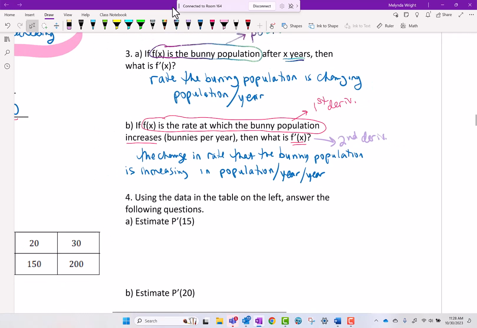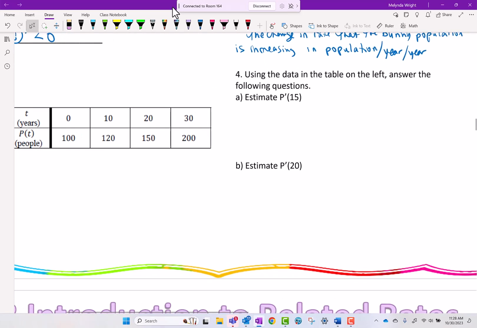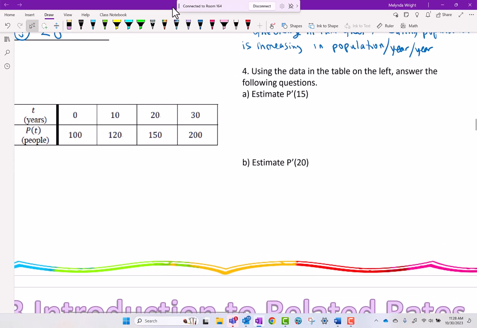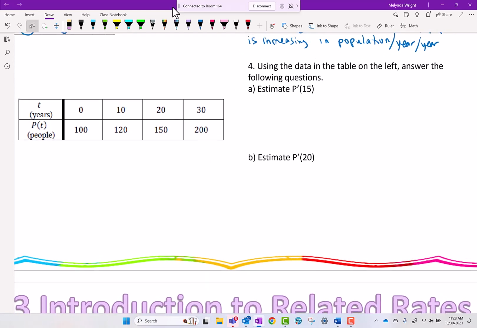So the last example is actually one that has calculations. We are using the data in the table on the left, and we're supposed to answer these questions. They want us to estimate P prime of 15, and we've done this kind of thing before. Y'all remember that? P prime of 15. Do you remember where I go on this table? 15 would fall right in here, wouldn't it? So if I want to estimate the rate of change, do you remember which formula I use?